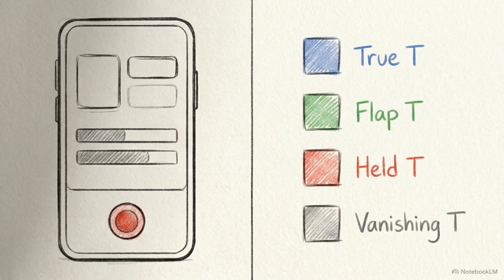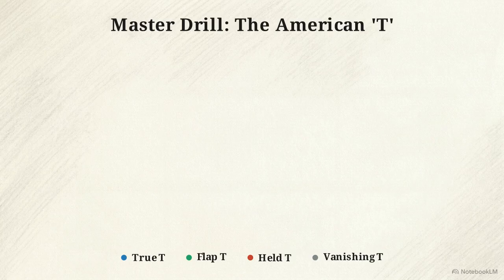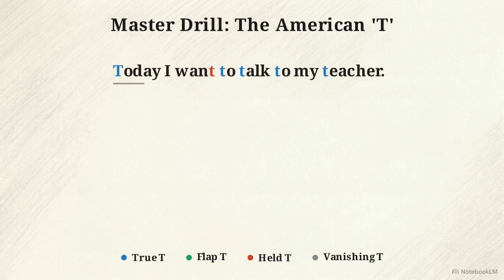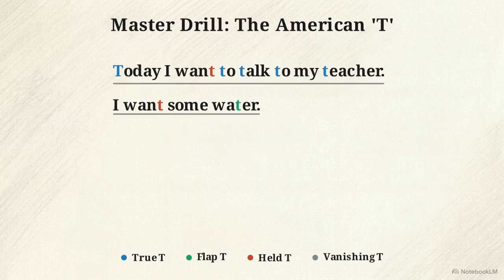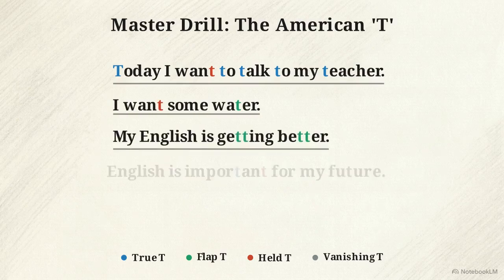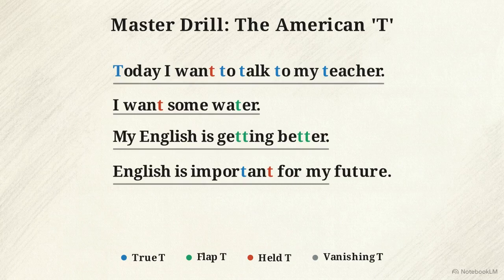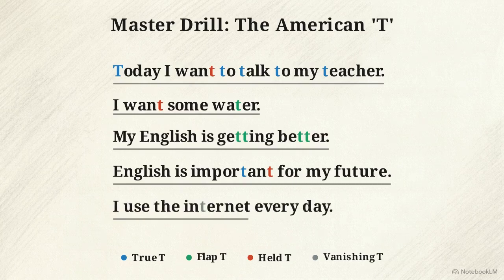Open your recording app again for a final test. We're going to apply the 4 color-coded rules to a single paragraph. Read these sentences aloud, following the colors on screen. Today, I want to talk to my teacher. I want some water. My English is getting better. English is important for my future. I use the internet every day.